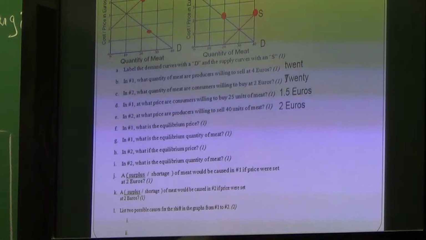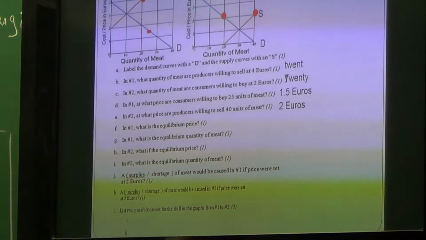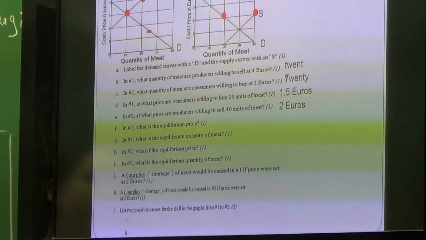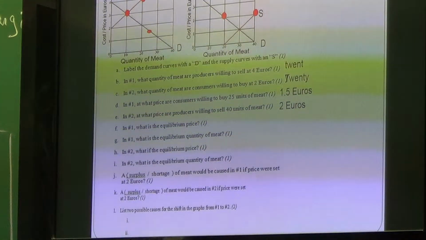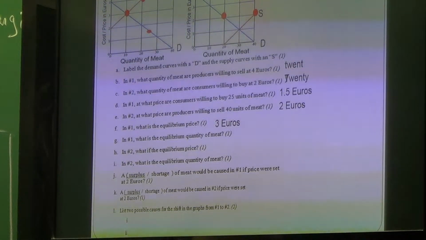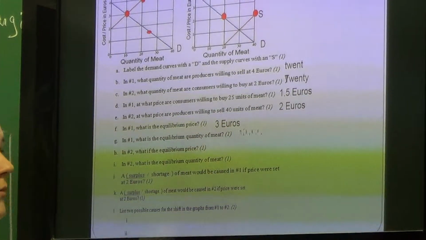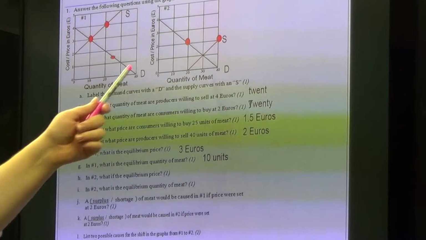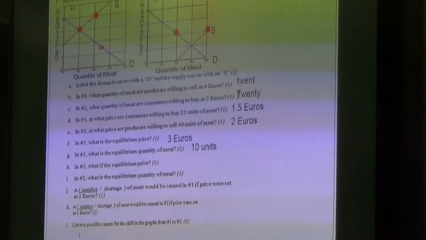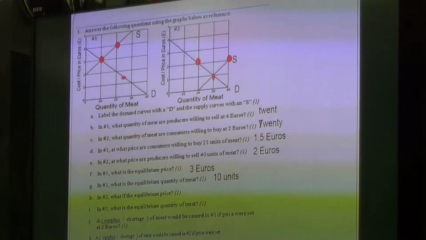So we have €2. In one, what is the equilibrium price? So we go where the quantity supplied equals quantity demanded. So the price would be what? €3. And then in one, what is the equilibrium quantity? Yes, 10 units of meat. In two, what's the equilibrium price? Yep, €1. So we're at this point, and then what's the quantity? 30 units.